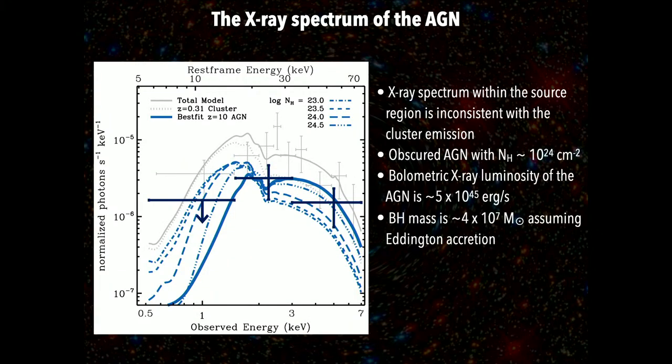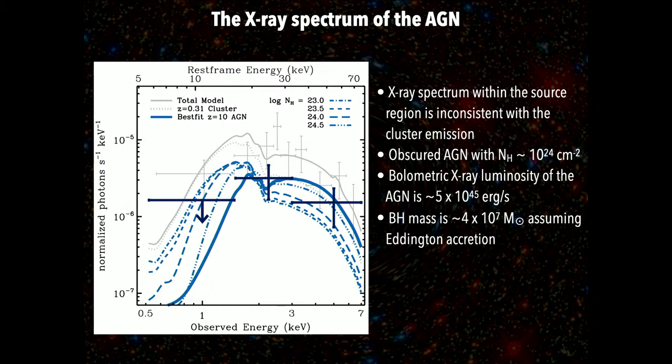Okay, so now we are brave X-ray astrophysicists here, so we can try to do X-ray spectroscopy with 40 counts at redshift 10. Okay, you're laughing, but that's what we do. It's published.